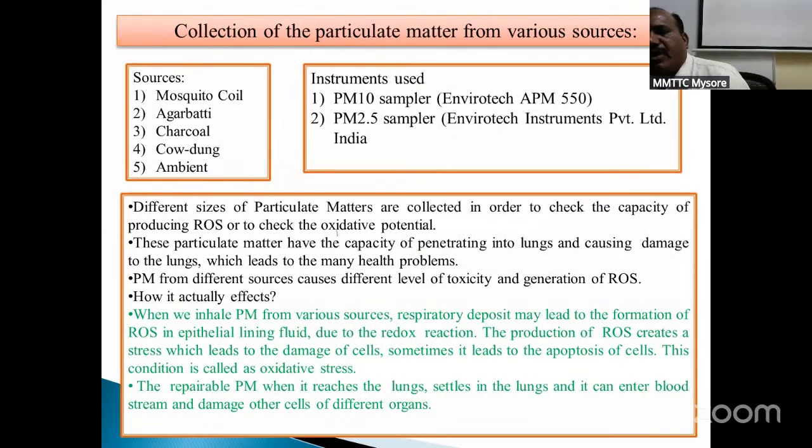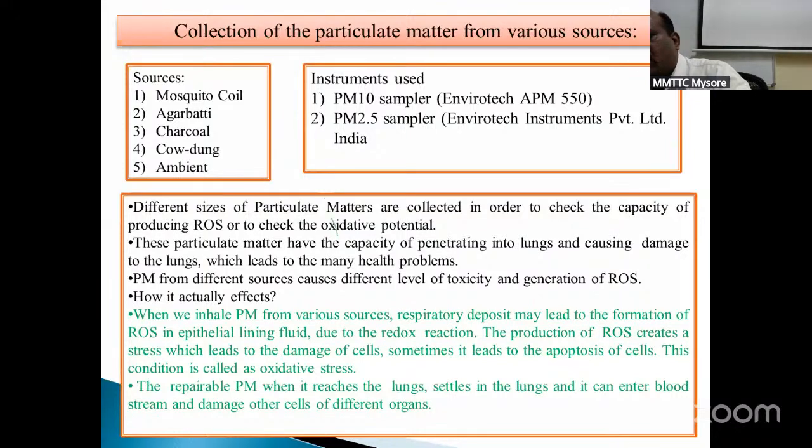After that, we have divided the sources into mosquito coil, agarbatti, charcoal, cow dung, and ambient. These are materials continuously used in household activities, in puja, or by heating cow dung or charcoal. We also use ambient air. This also we are continuously collecting. We are doing this with the PM sampler, also for PM2.5, and analyzing it.